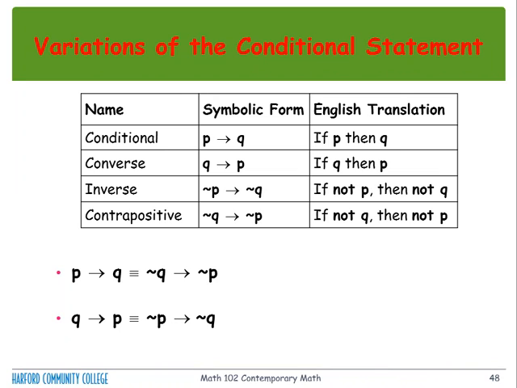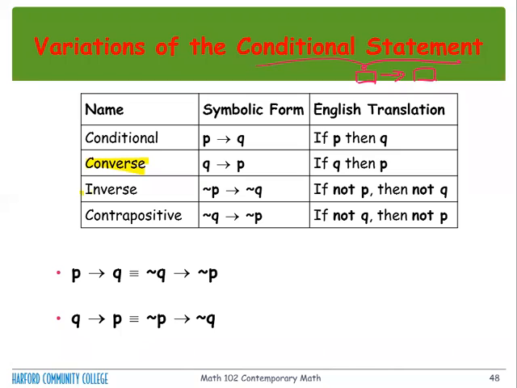Variations of the conditional statement, the if-then, with the antecedent, then the consequence. For the conditional statement, the symbolic form is P then Q, or we can read it as if P then Q in English. For the converse, just swap the Q first and then P, or Q becomes the antecedent and P becomes the consequence. And we read it if Q then P.